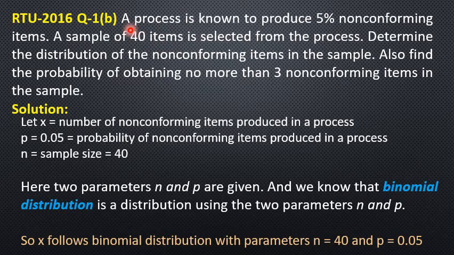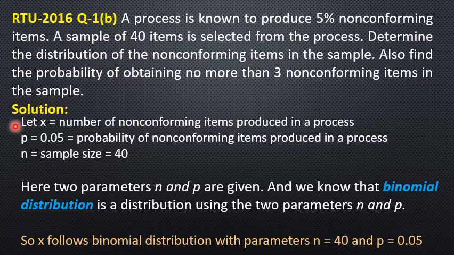So the given question is like this: a process is known to produce 5% non-conforming items, that is, defective items are 5%. A sample of 40 items is selected from the process. Determine the distribution of the non-conforming items in the sample. Also find the probability of obtaining no more than 3 non-conforming items in the sample.